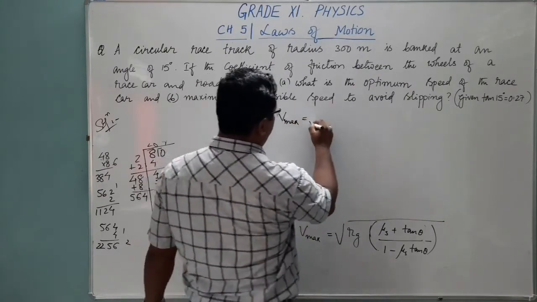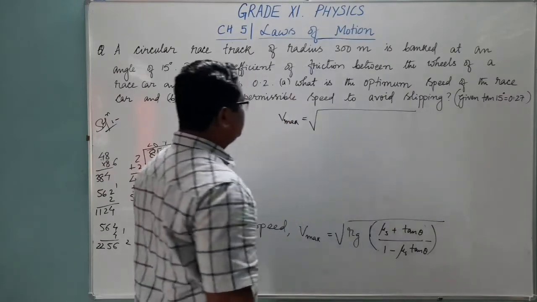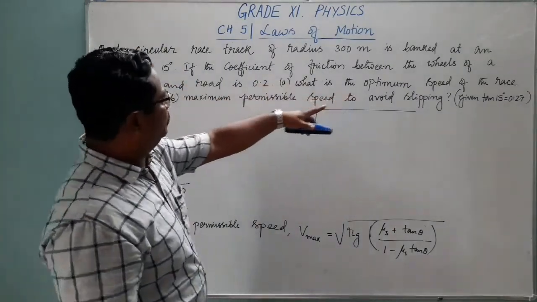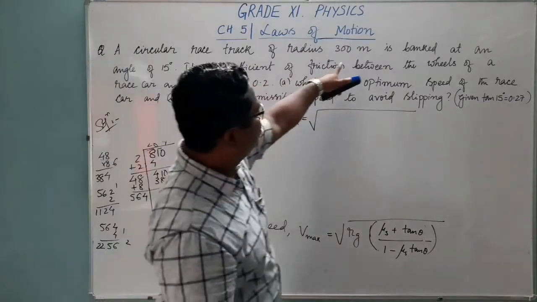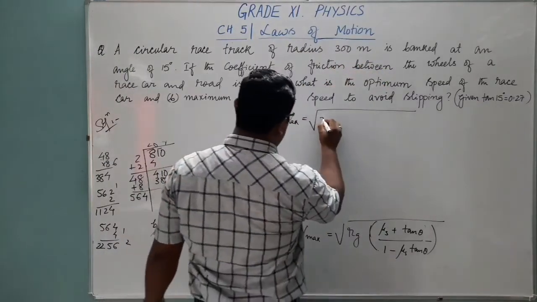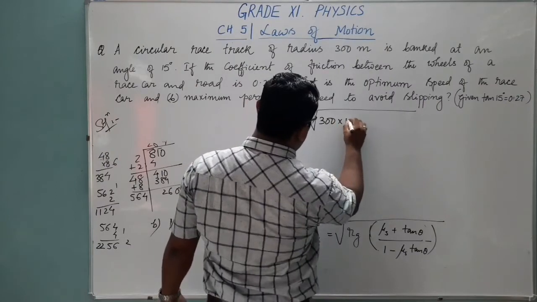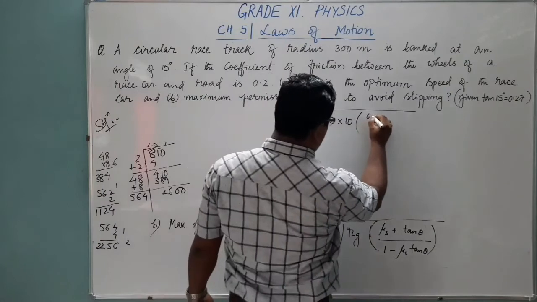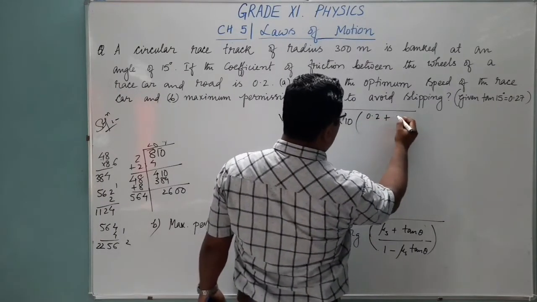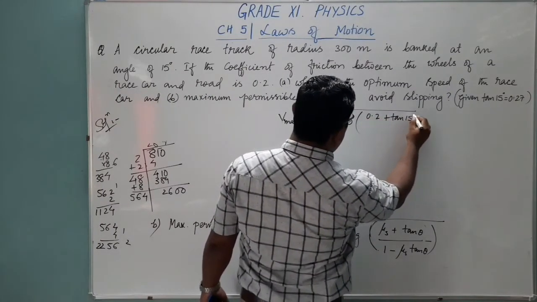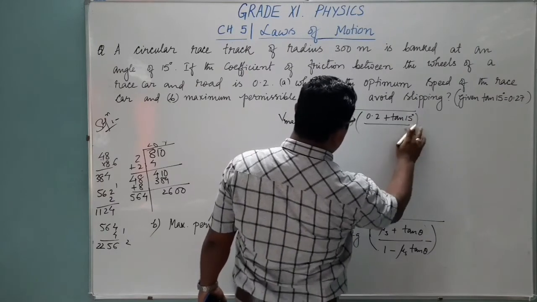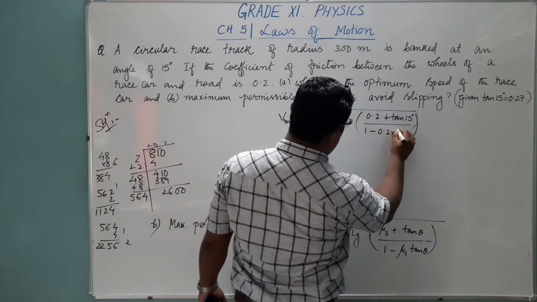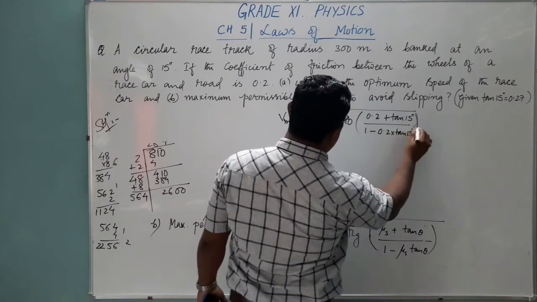is equal to R, the radius. The radius is 300 meter, this is 300. G value for convenience we are taking 10. Mu s is given 0.2 plus tan theta, tan 15 degree, divided by 1 minus 0.2 into tan 15 degree.